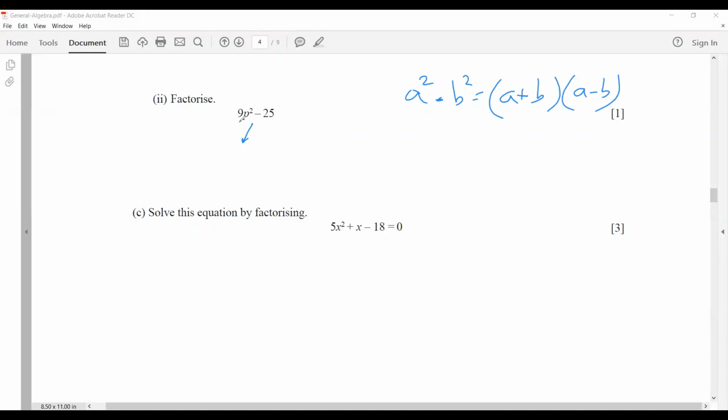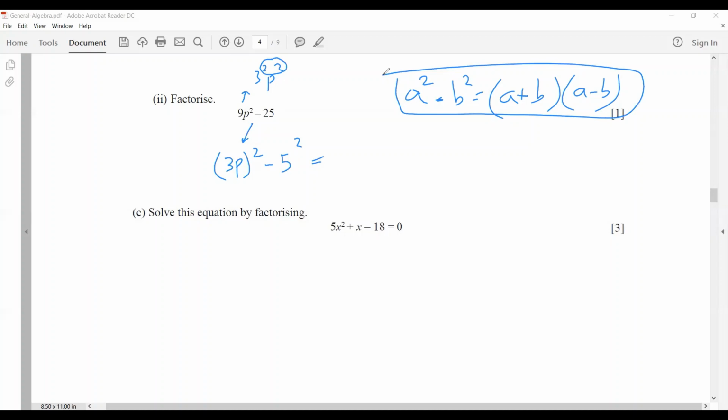The problem is here I have to do a little bit of manipulation and rewrite them in this format before I start. 9 is 3 squared. So I can write it as 3p, the whole thing squared, because from the law of indices, if the indices are same and between them is basically multiplication or division, you can take the common index out. And here we have 5 squared. Now it's in this format, and I can write the first term plus the second term, and then times first term minus second term. As simple as that.